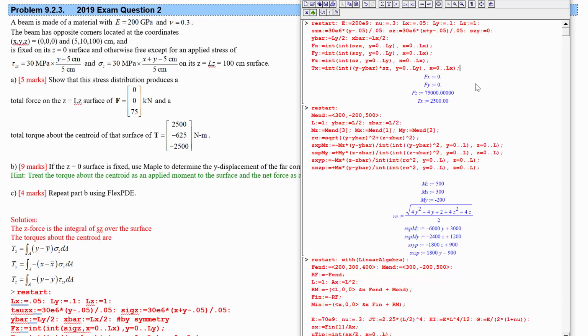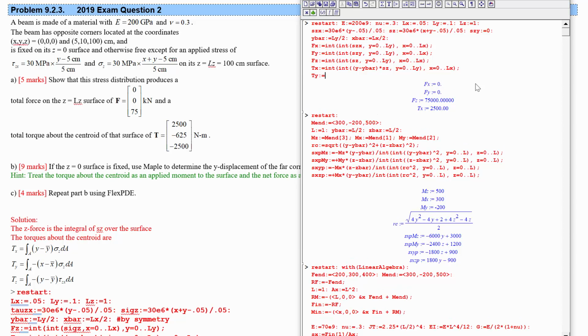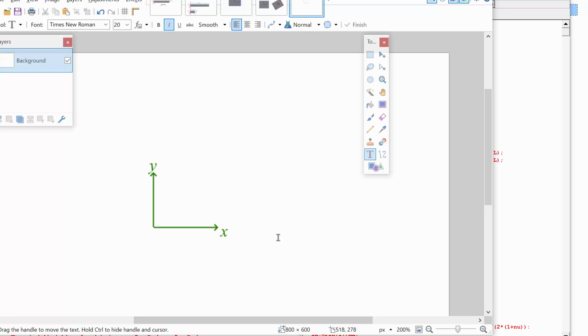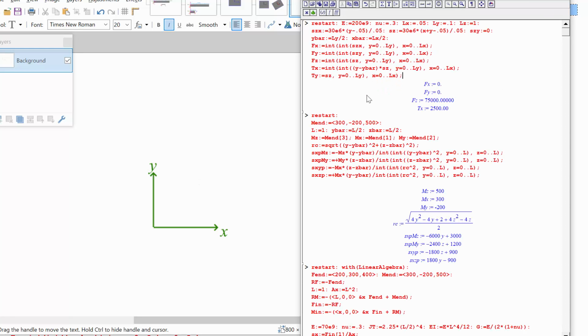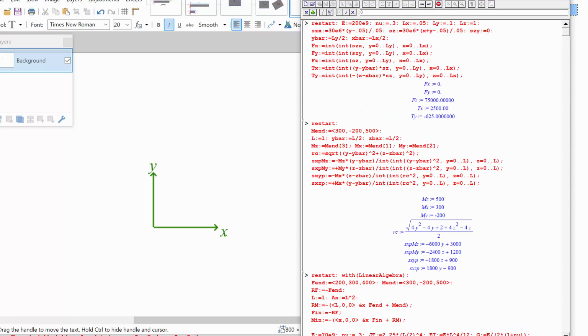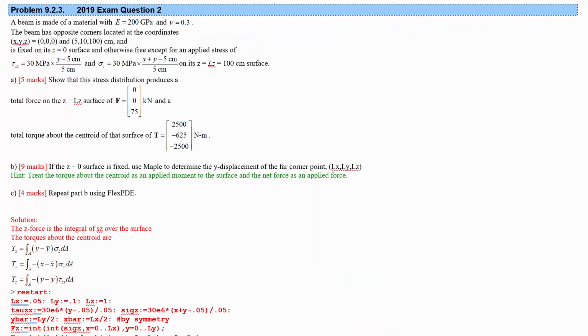Next, we are going to be finding the torque about y. Similarly, if we go back to our diagram, to find the torque about this axis, the negative x position times the stress out of the page will create a positive torque in the y direction. So we'll take the same integral, except we'll be integrating negative the x position, x minus x bar, times sz over the same surface. And we find negative 625, which I believe was also what we were supposed to get.